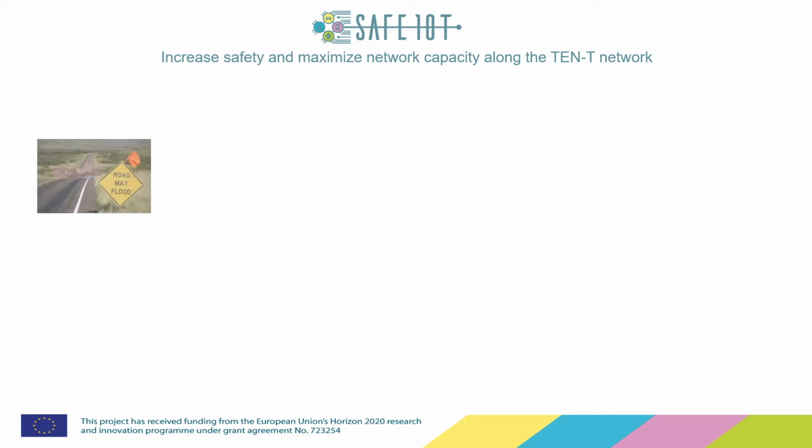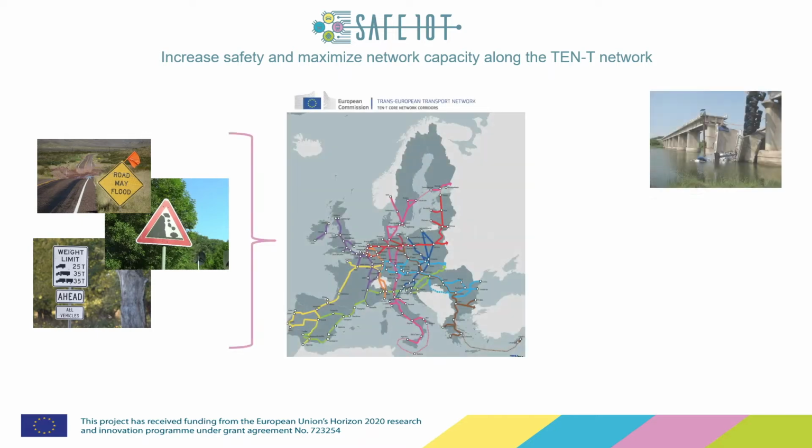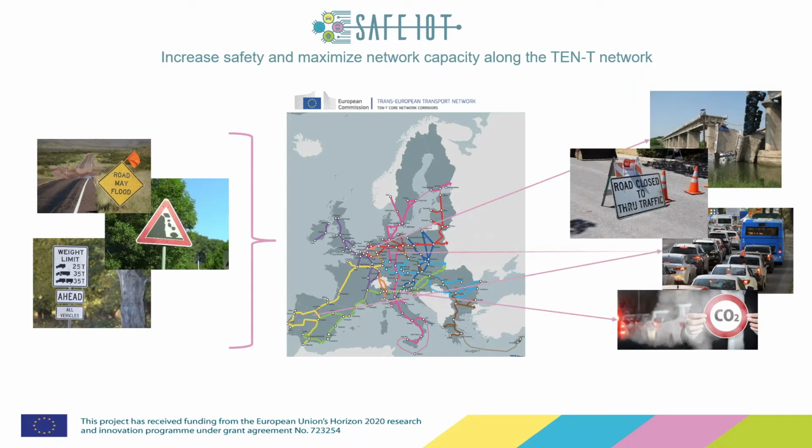Natural hazards and increased traffic demand pose threats to the performance of transportation networks. The EU Horizon SAFE-10-T project aims at mitigating sudden infrastructure failures by maintaining minimum safety levels across the 10T network through proactive maintenance planning.